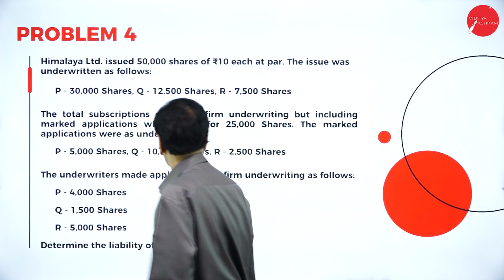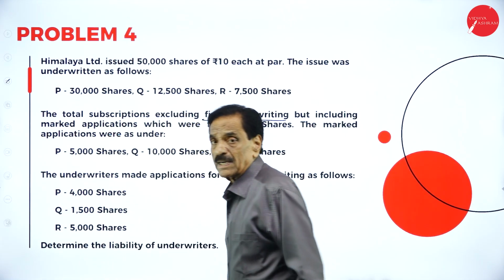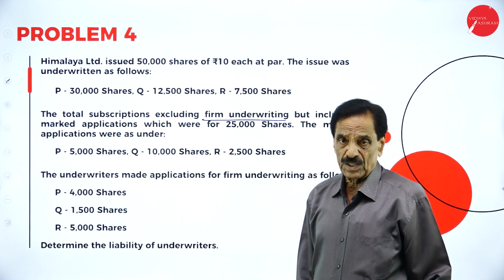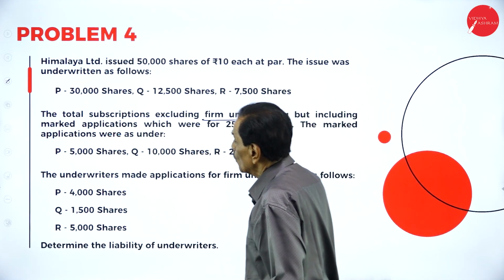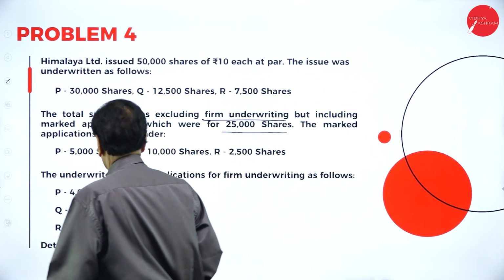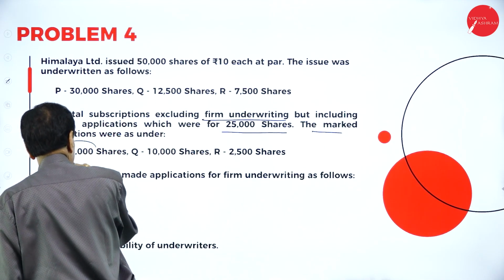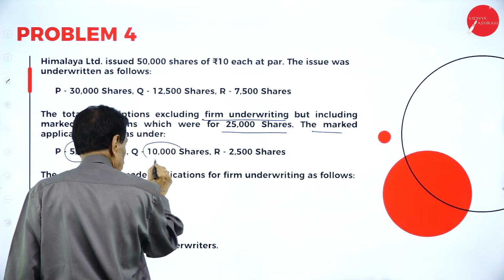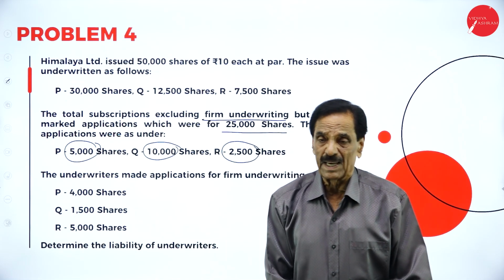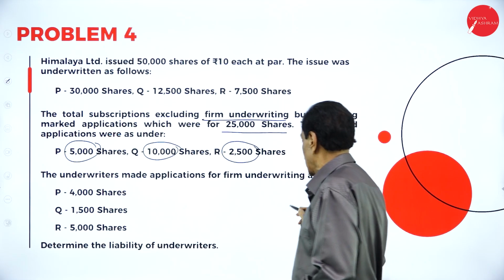The total subscription excluding firm underwriting. Firm underwriting means the responsibility: they will definitely take the shares. But including marked applications, there were 25,000 shares. Among them, the marked applications are 5,000 shares, 10,000 shares, 2,000 shares. These are all called marked applications. Then the underwriters made applications for firm underwriting.